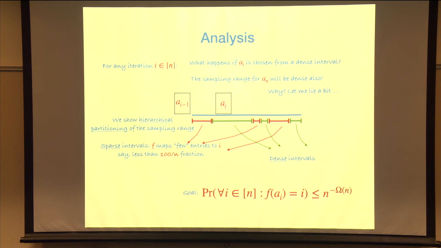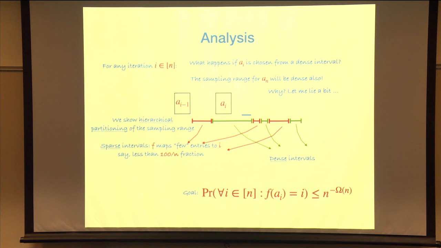But more or less a_i will be sampled from here, all the way to a_n will be sampled from here, and this final sampling interval will be part of this green part as well. Why is this a good thing? Look, the green contains lots of i inside it. F maps lots of elements to i there. So my final interval is collecting lots of i inside it, like 100 over n fraction of this final interval will be i.